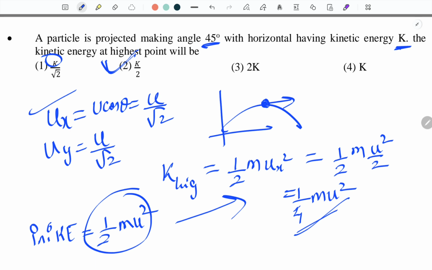I hope this particular question is understood. With this, we have finished a few set of problems, okay, which will help you in the chapter motion in a plane. You can solve more problems. You will get almost the same logics covered. Okay, thank you.